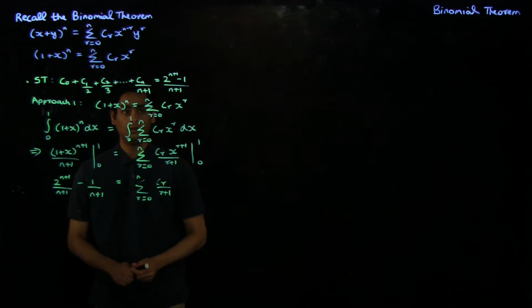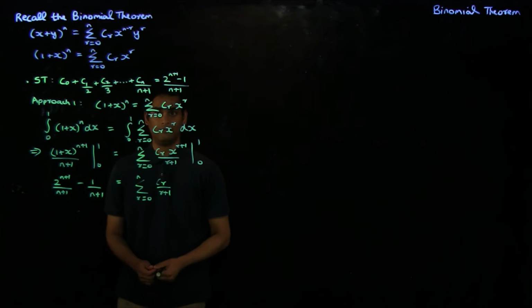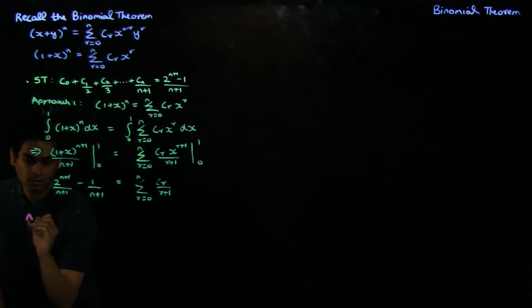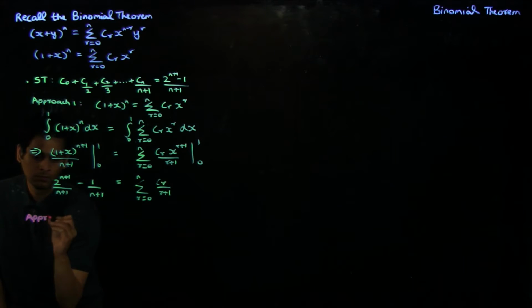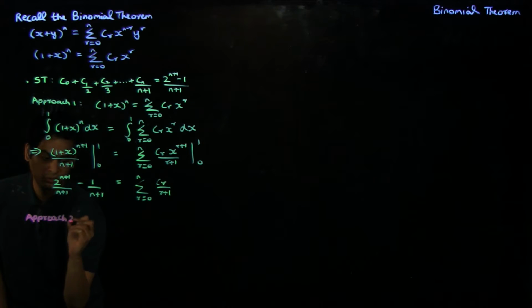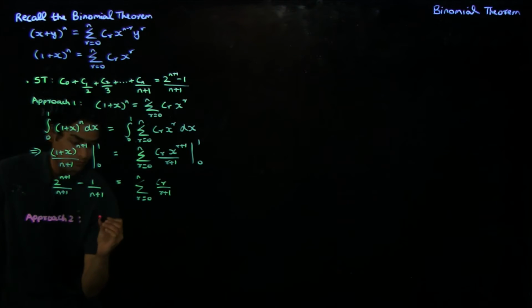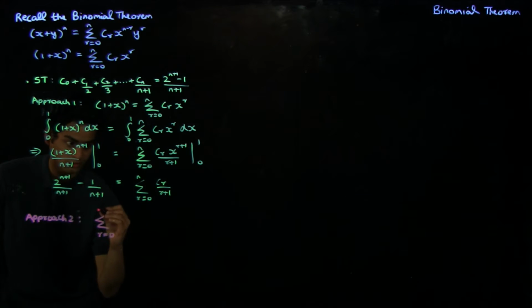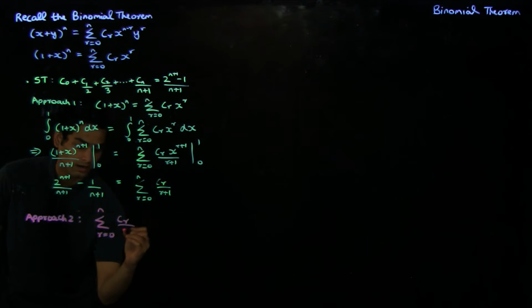Well, as I mentioned, there's a second approach we can take for proving this identity, and that is based on a combinatorial result. So let me call that approach 2. So once again, we would like to derive a closed form expression for the summation r equal to 0 to n of C_r/(r+1).